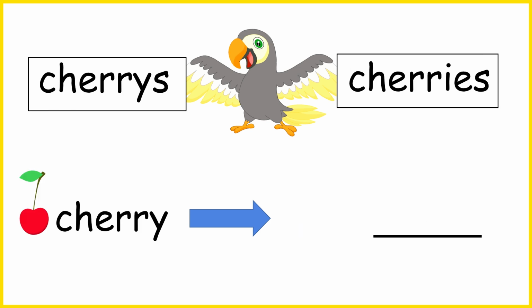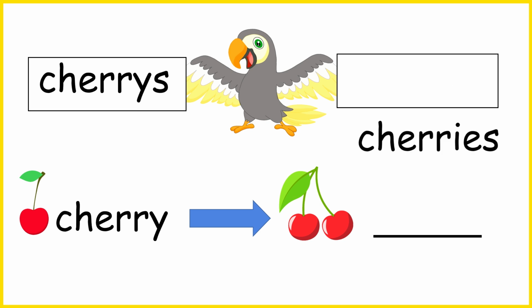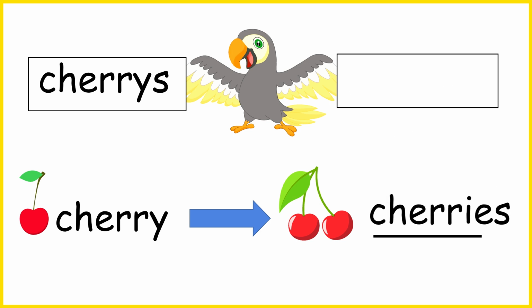If I want to turn a cherry into cherries, do I add just an S or do I change the Y to I and add ES? You're right. I will have to change the Y to I and add ES because there is an R before the Y. R is a consonant. Therefore, I change the Y to I and add ES.